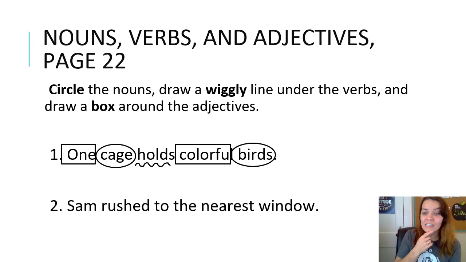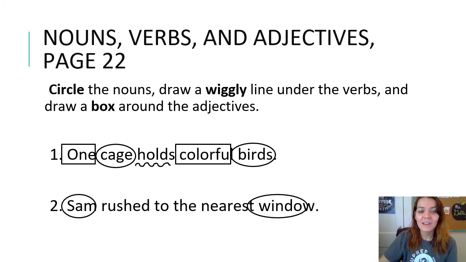Sam rushed to the nearest window. What would be the noun or nouns in this sentence? Sam and window. So we have a proper noun, Sam. That's a name, so it needs to be capitalized. It's a specific person. And then our second noun is window. That's a thing. It's a general noun, a common noun, so it doesn't have to be capitalized.